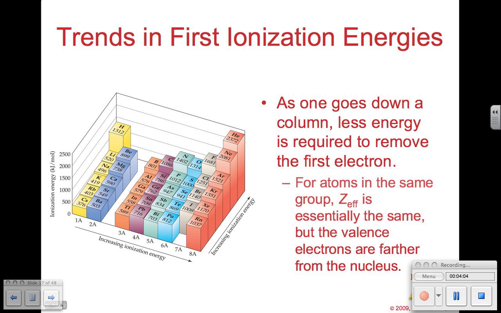So when we look at the trends in the periodic table, using this 3D graph, you'll notice that the lowest energy area for ionization energy is down in the bottom left corner. So it takes the least amount of energy to remove the first electron from the bottom left, and it takes the most amount of energy to remove the first electron from the top right. Okay, so bottom left, top right, that is the trend when looking at the periodic table.